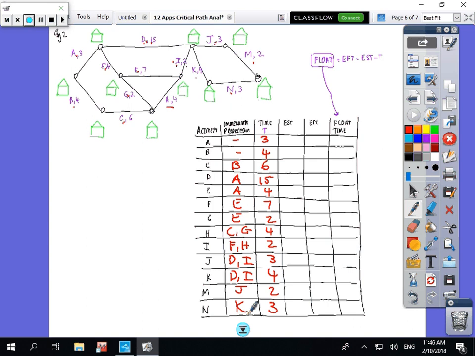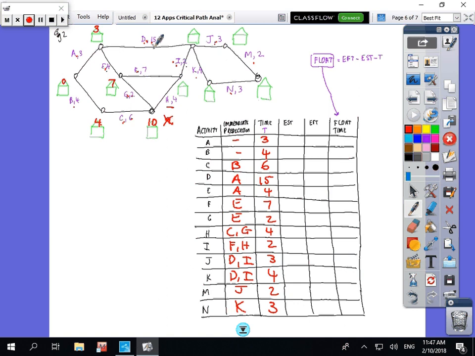Okay, so we've got 0 to start with, and then 3 and 4. To get to E, we've got 7 there. Now 7 plus 2 is 9, 4 plus 6 is 10, so we have to write the 10. The 9 is the smaller number.